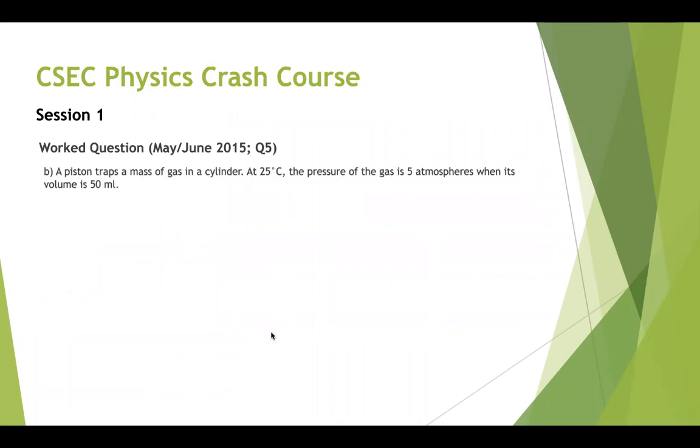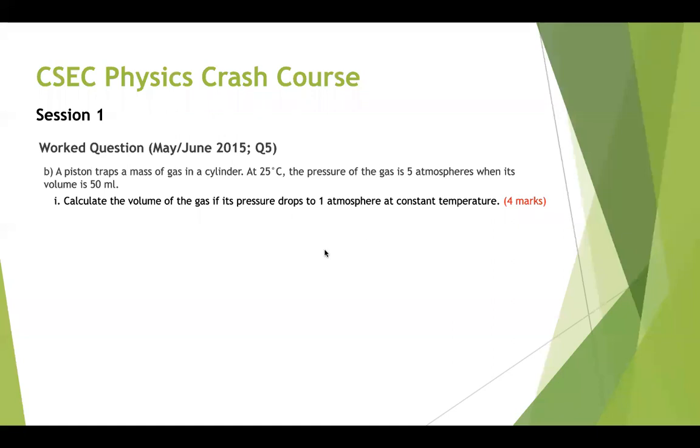So we're moving on to the next part of the question. A piston traps a mass of gas in a cylinder. At 25 degrees Celsius, the pressure of the gas is 5 atmospheres and the volume is 50 milliliters. You're asked to calculate the volume of the gas if the pressure drops to 1 atmosphere at constant temperature.